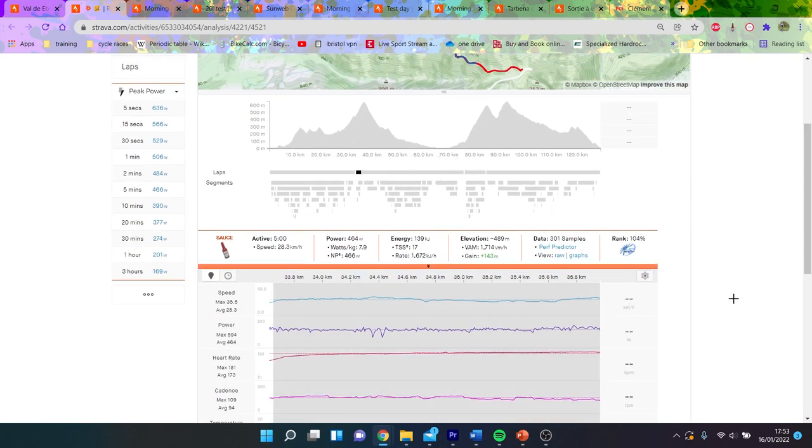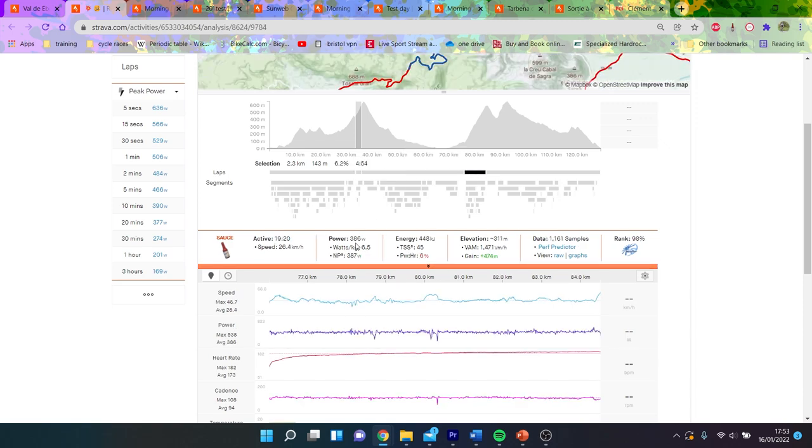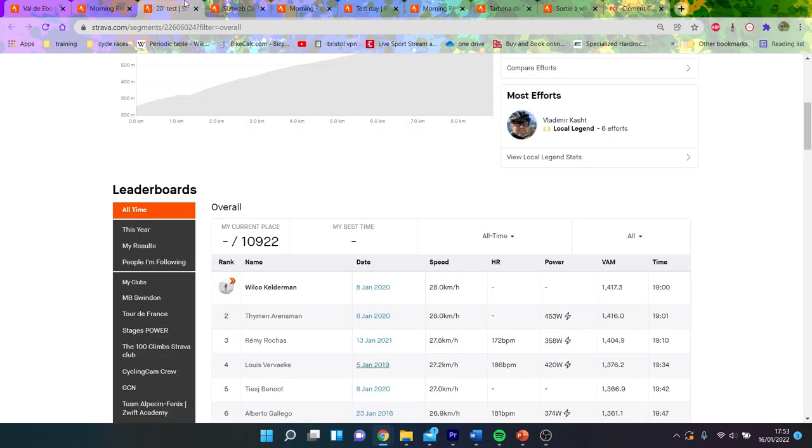And if you look at it, the VAM is like 1,700 meters, but on 6% going 28k an hour. Maybe the power meter or his weight is slightly wrong, but it's still pretty crazy. And on this, he again did 386, 6.5 watts per kilo. These boys are just so strong, and you don't even see them. Anyway, we'll go over now to a 20-minute test.